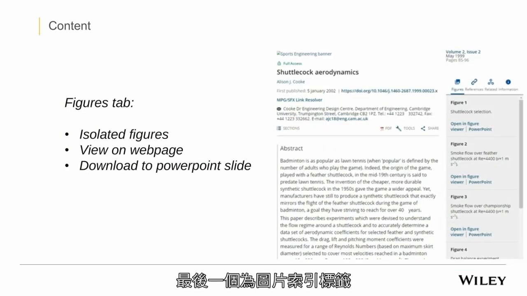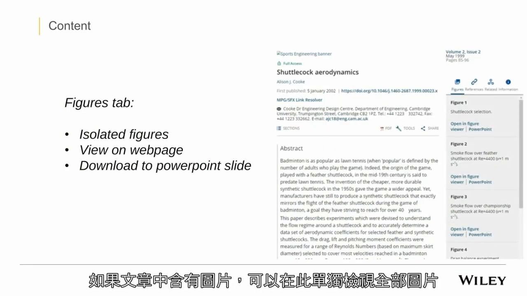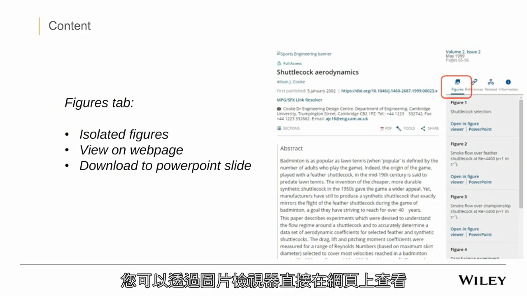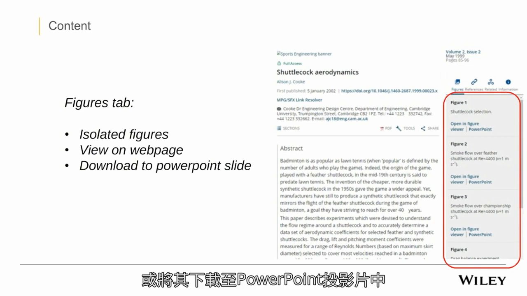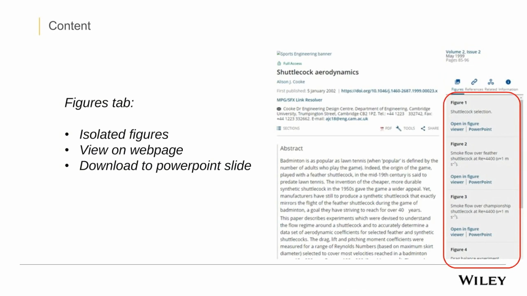The final tab is Figures. If an article has figures, they can all be viewed in isolation here. You can view them directly on the web page via a figure viewer, or download them to a PowerPoint slide.